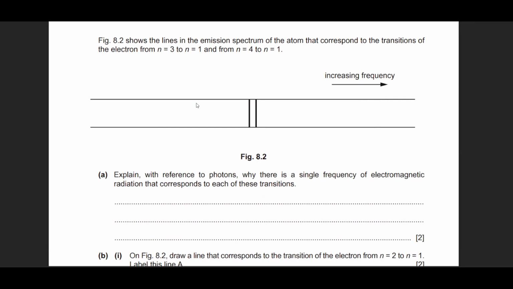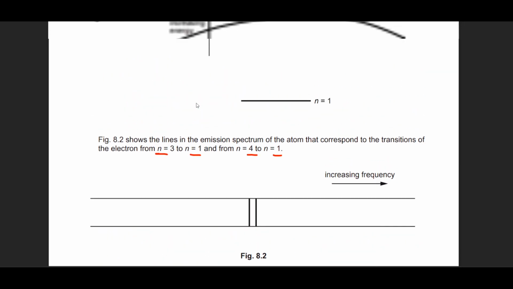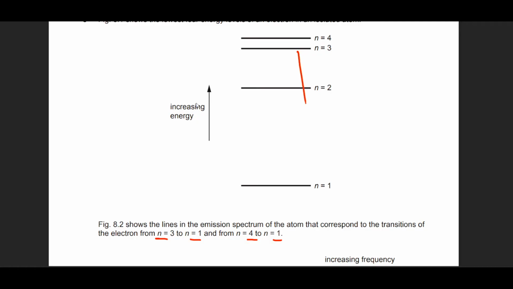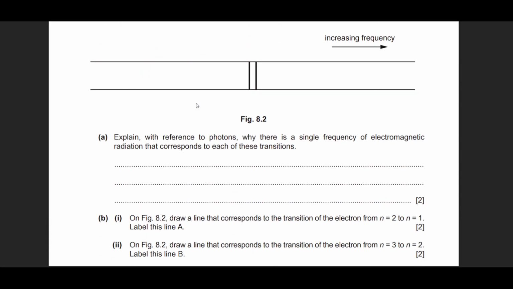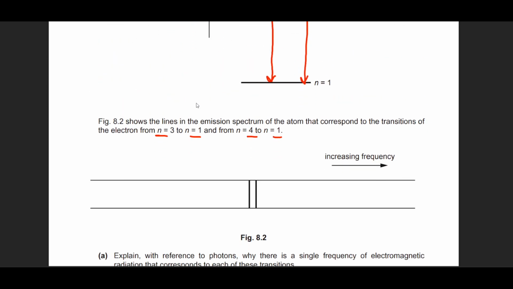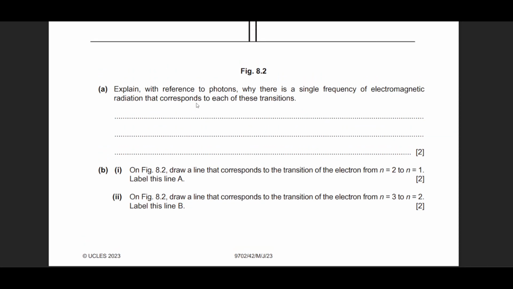He says that corresponding to emission transition lines from N3 to N1 and N4 to N1. So we have N3 to N1 and N4 to N1. There will not be a lot of difference between them, but first we need to understand which one is going to be which one. This is important. But anyways, okay, so it shows the line of emission spectrum. Okay, corresponding. Fine. Explain with reference to photons why there is a single line frequency of electromagnetic radiation corresponding. Now, this is a classic property of photoelectric emission and the quantum behavior.